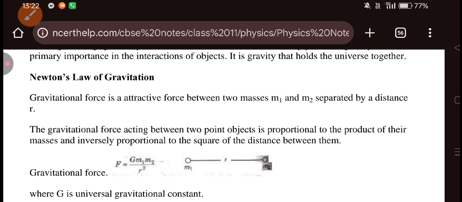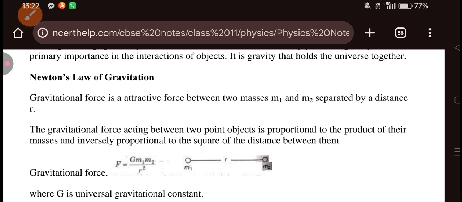If a distance is increasing, force will be decreasing. If a force is decreasing, it means r is increasing. This is the meaning of gravitational force.